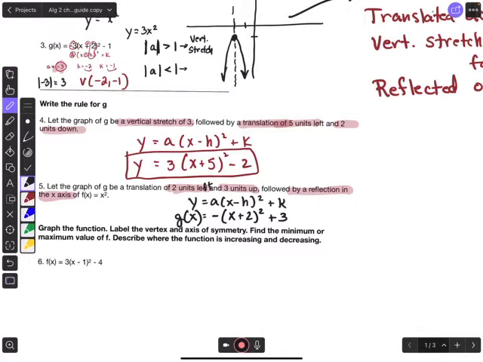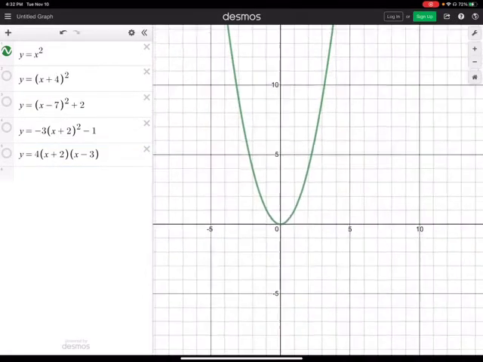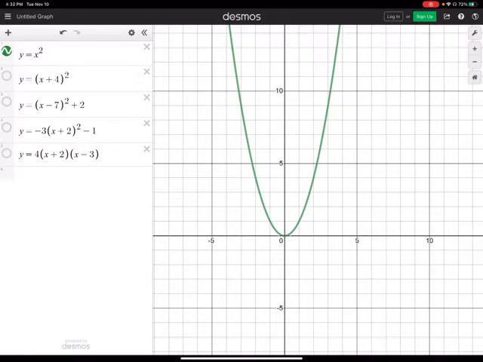Now, one of the things you can always do is pull up Desmos. You can graph it to see if you got it right when you get done, and I've got a few of these shown here. If I was testing, I'd first graph my parent function. I've got it in green.